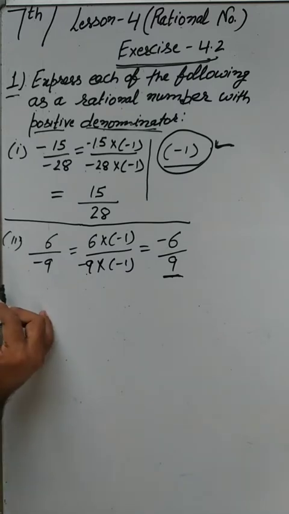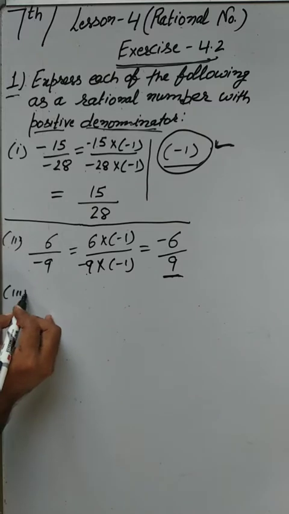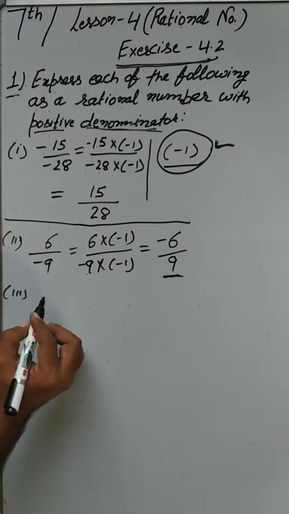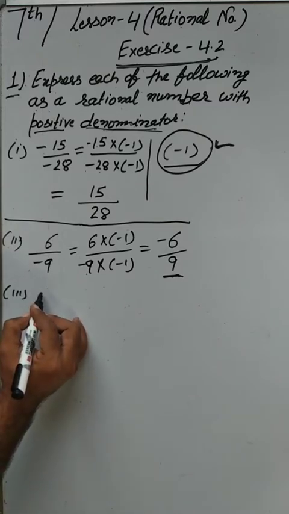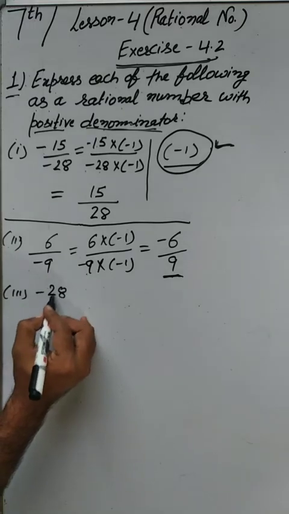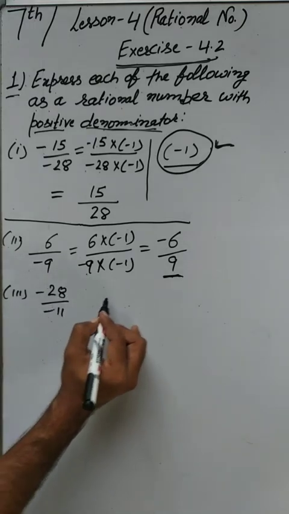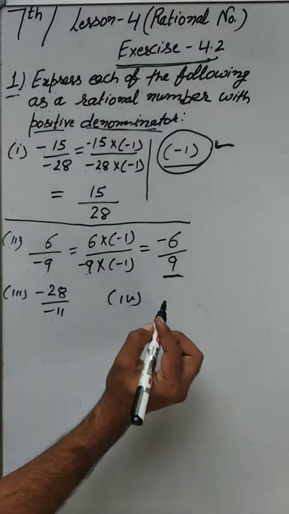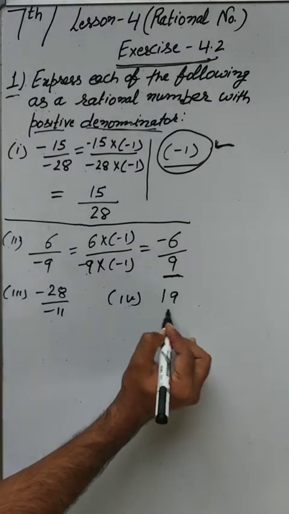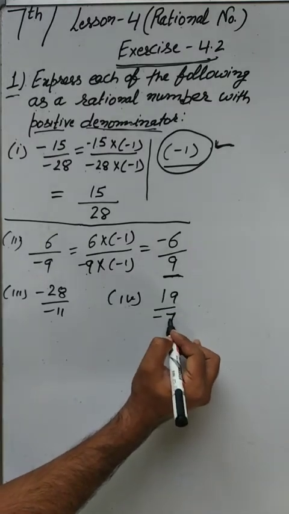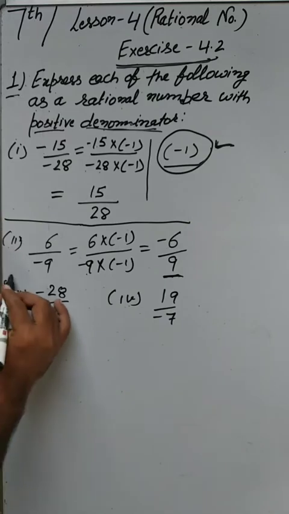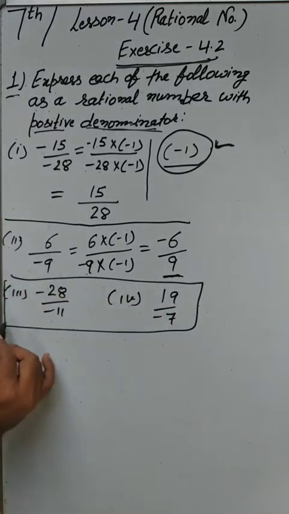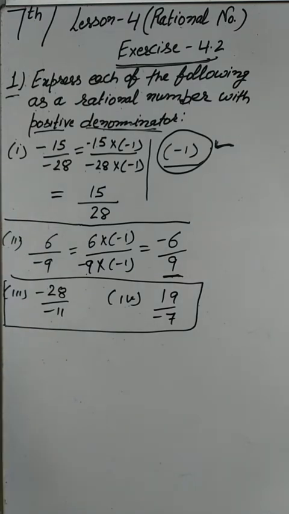Okay. Similarly, solve the other parts of the first question. Try by yourself. The third part is minus 28 upon minus 11, and the fourth part is 19 upon minus 7. Try these two parts by yourself. Same as the first and second parts, multiply numerator and denominator with minus 1. Understood, beta?